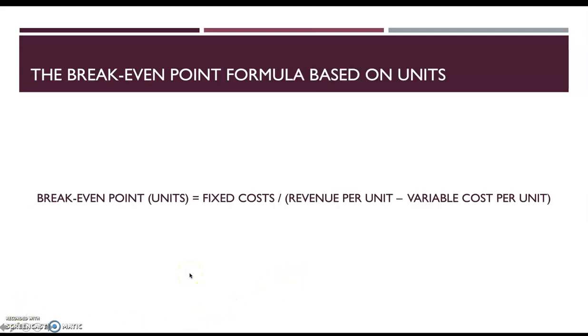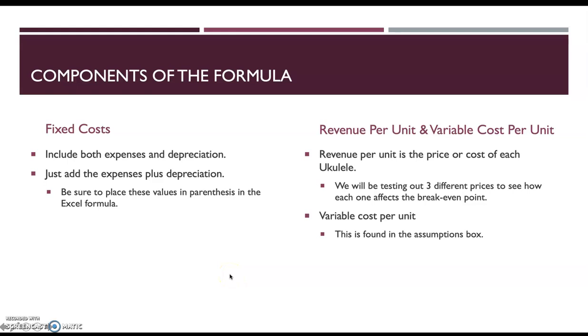This is the break-even formula, and it starts with break-even points or units are equal to the fixed costs divided by the revenue per unit minus the variable costs per unit. Fixed costs include both expenses and depreciation, and you just need to add them together. But be sure to place these values in parentheses in the Excel formula or it won't calculate correctly.